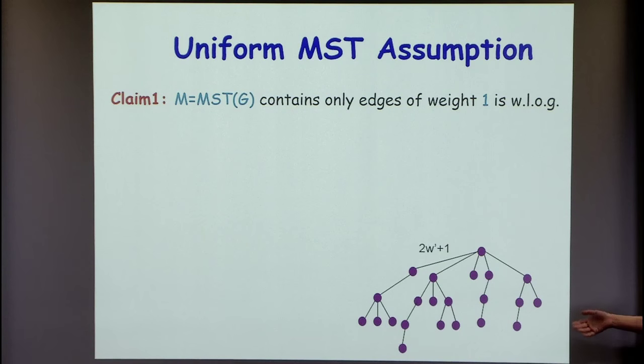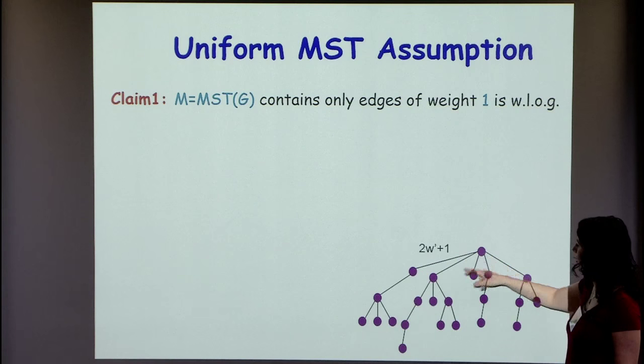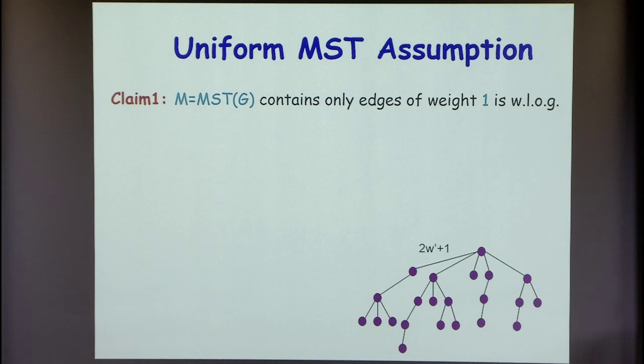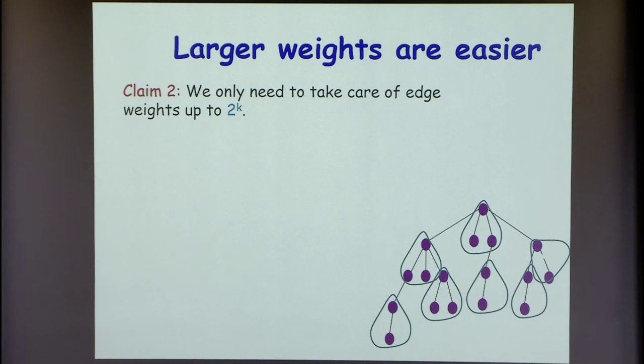The idea is just to round each edge here and add some dummy nodes in the middle to get this nice property. If I have time at the end, I will show it. It's not completely difficult. Okay, so that's the first assumption that we make. The second assumption that we make is that we only need to take care of weights up to 2k. Again, if I have time at the end, I'll show it.